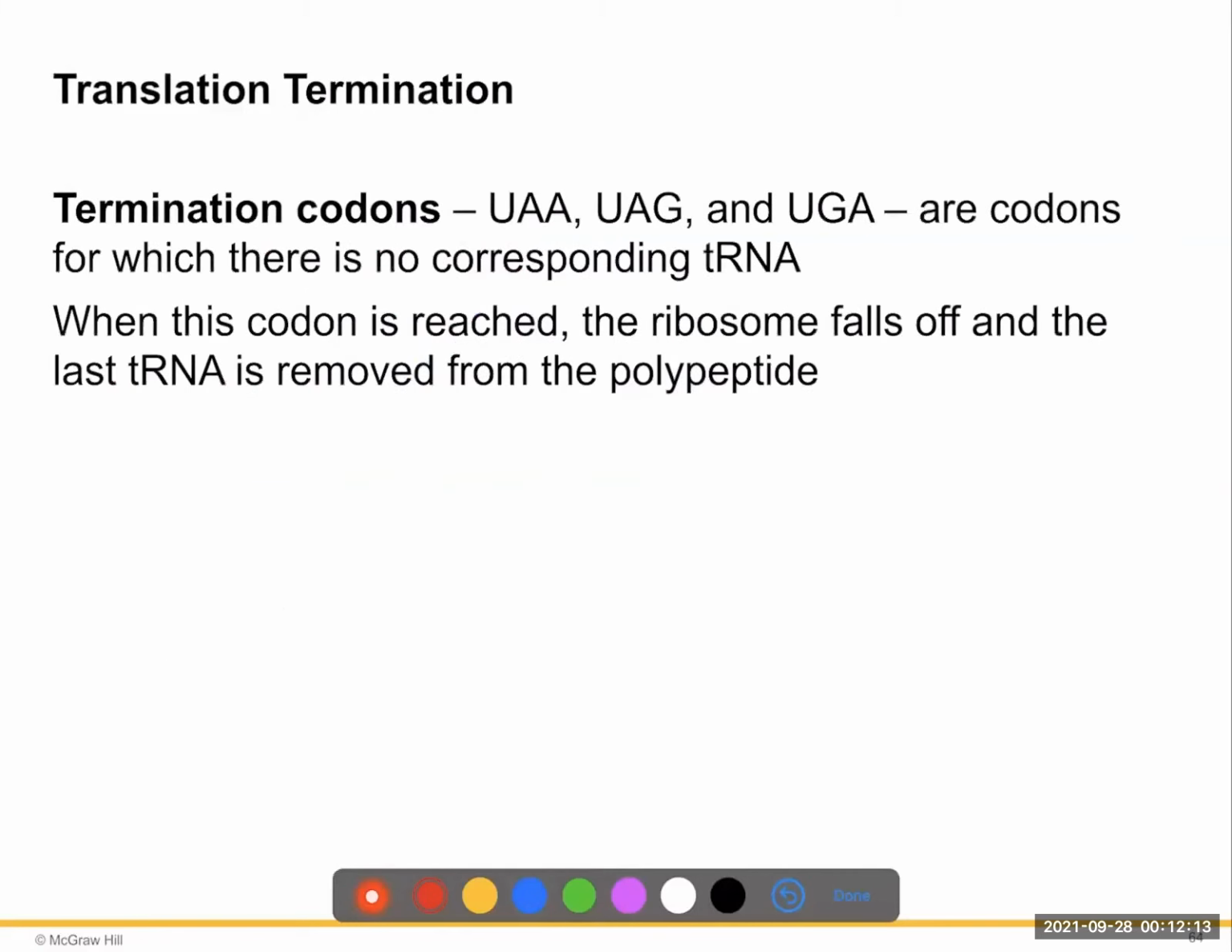Okay, until it reaches a termination codon. You got a start codon, which started the ribosome to bond to it. Now you got a termination codon, which is one of these three, UAA, UAG, or UGA. There's no corresponding transfer RNA, it doesn't bond to it. So it hits that codon, no transfer RNA can bind to it, it stops. Okay. When they reach that codon, the ribosome falls off, breaks apart into two subunits. Okay. And the last transfer RNA is removed from the polypeptide, creating a primary structure polypeptide chain.